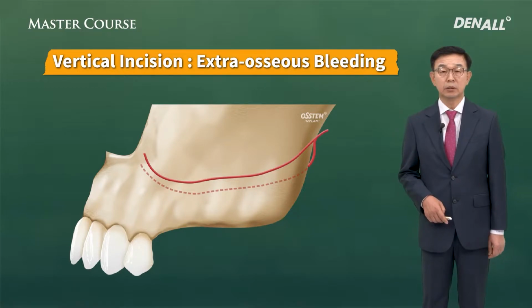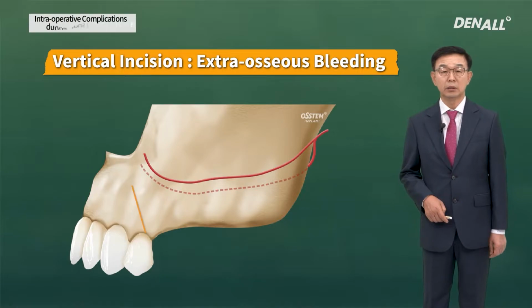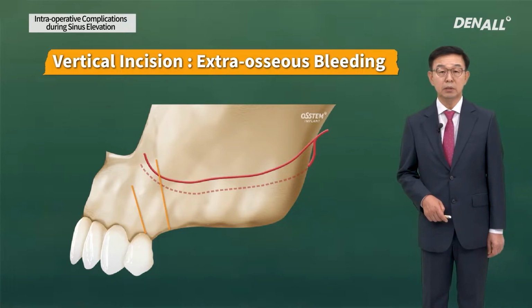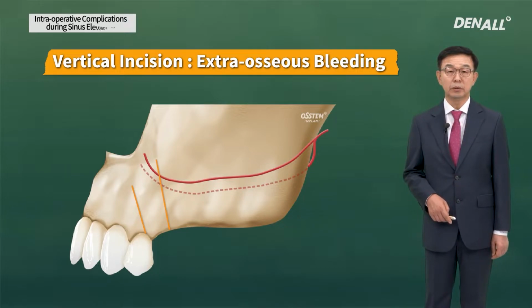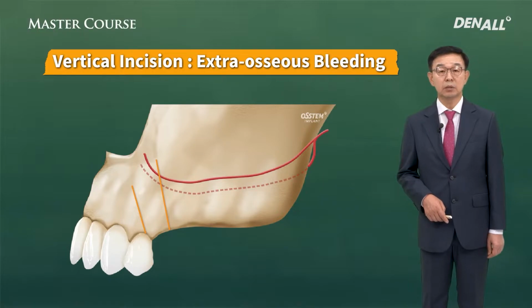So let's look at extraosseous or soft tissue bleeding first. This occurs frequently when vertical releasing incision is done. If you do this too deep, extraosseous artery can be damaged, causing bleeding. This occurs quite frequently.